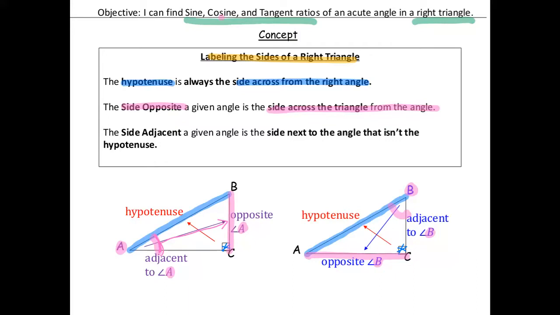Okay. And then we also have the adjacent side. The side adjacent to a given angle is the side next to the angle that is not the hypotenuse. So for angle A, the one that's next to angle A would be this one, because this is the hypotenuse. So the one that's not the hypotenuse is the adjacent side. And likewise with angle B on the other triangle, the one next to the angle is the vertical side that's not the hypotenuse.